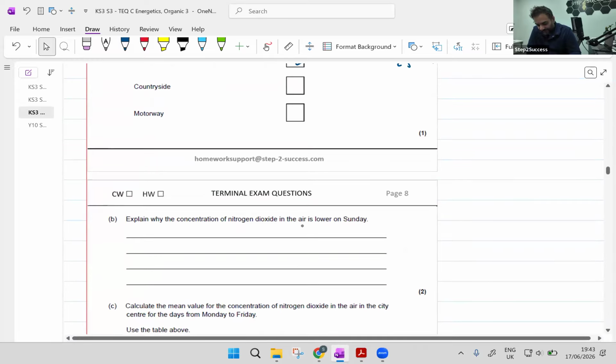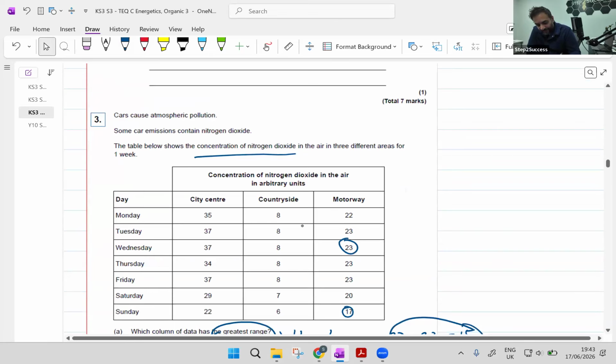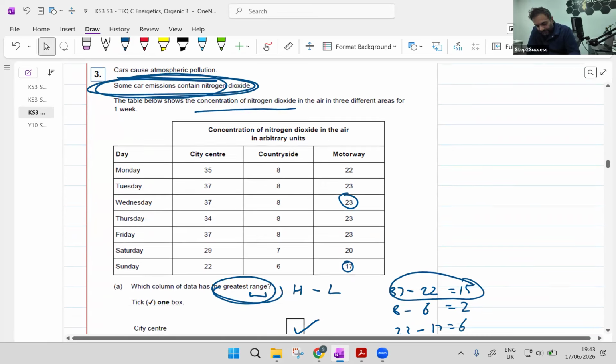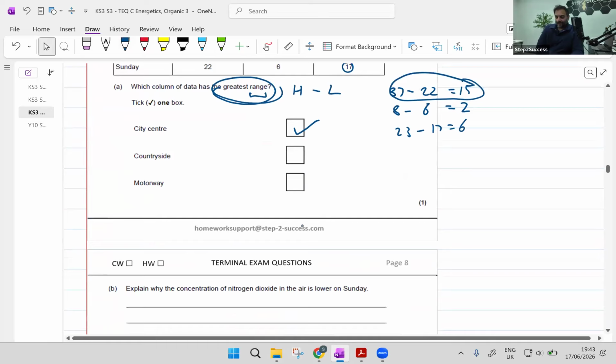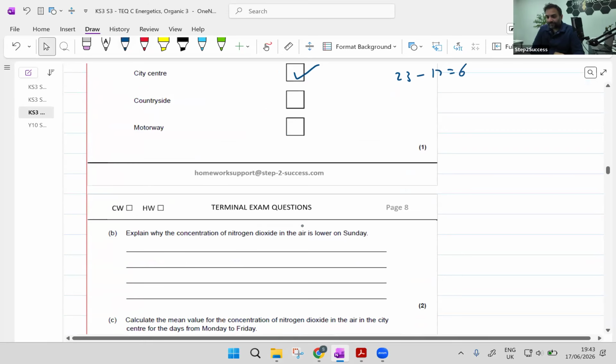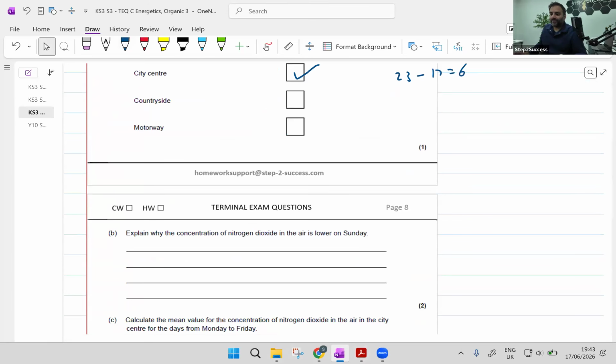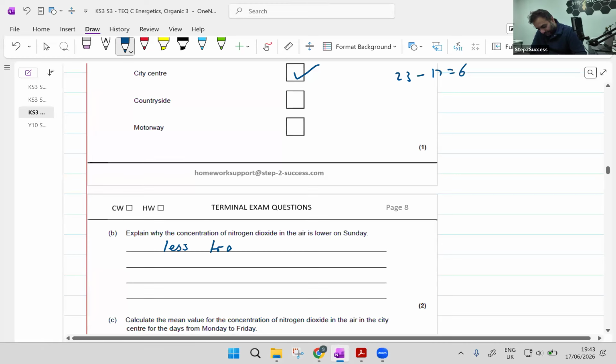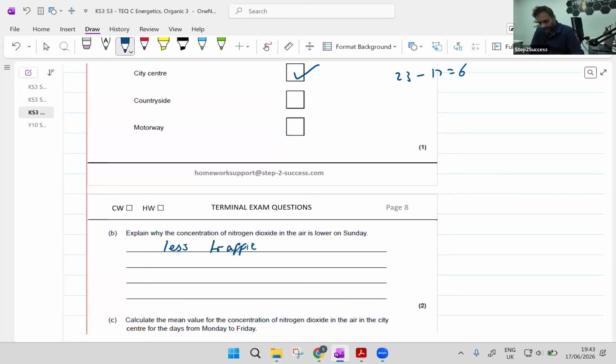Explain why it is lower on a Sunday. Look, it tells you in the question that cars cause this pollution. So what do you know about Sundays? Sundays generally have fewer cars on the road because there are fewer people possibly going to work or whatever it might be. And if there are fewer cars on the road, there'll be less pollution from the roads. So you'd say less traffic, because there's no school or fewer people go to work or something like that.